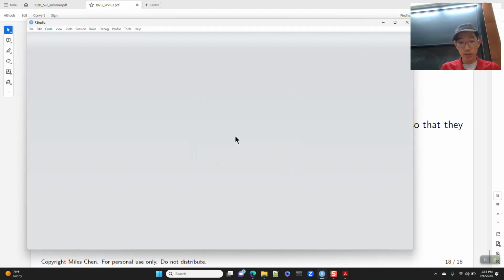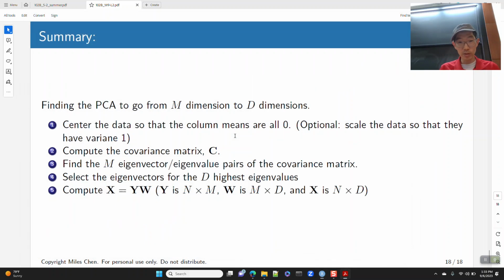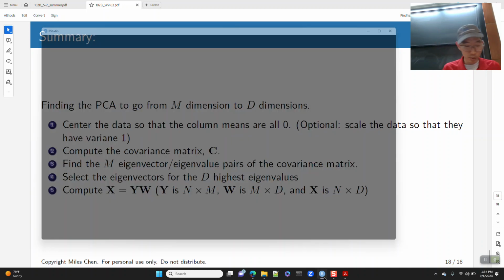Something is not working with my RStudio. Okay. Well, as soon as I say quit, it seems to come back alive. Let's try this again.